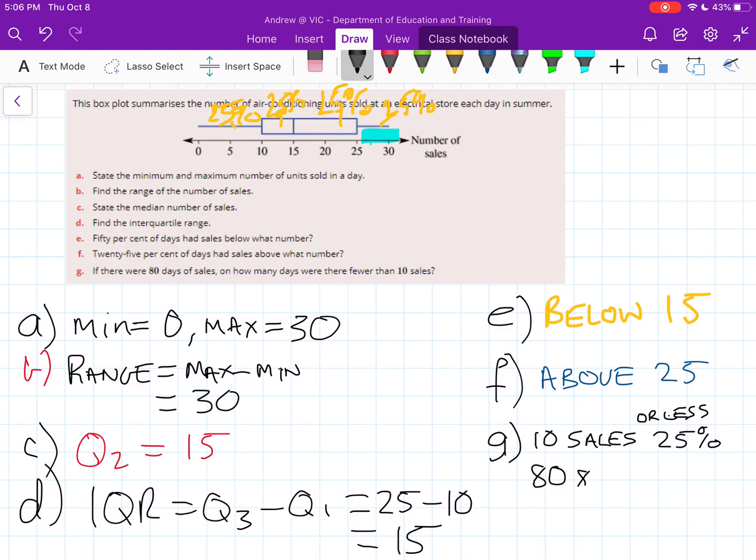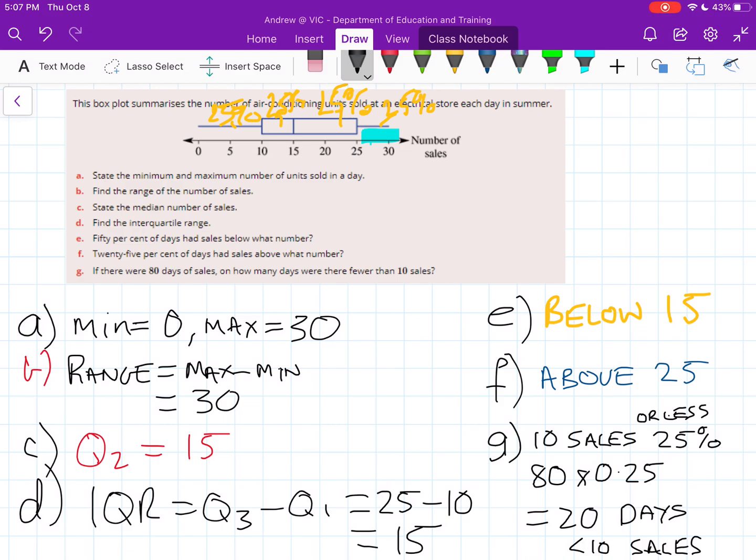This will give us an answer, a quarter of 80. Hopefully you already realize that this is 20. So you would expect to see 20 days where there would be fewer than 10 sales. Yet again we're using that percentage to guide how many you would expect to be sold in the future. So not only can you tell what's already happened, you might be able to tell what's going to happen in the future as well based on this data.